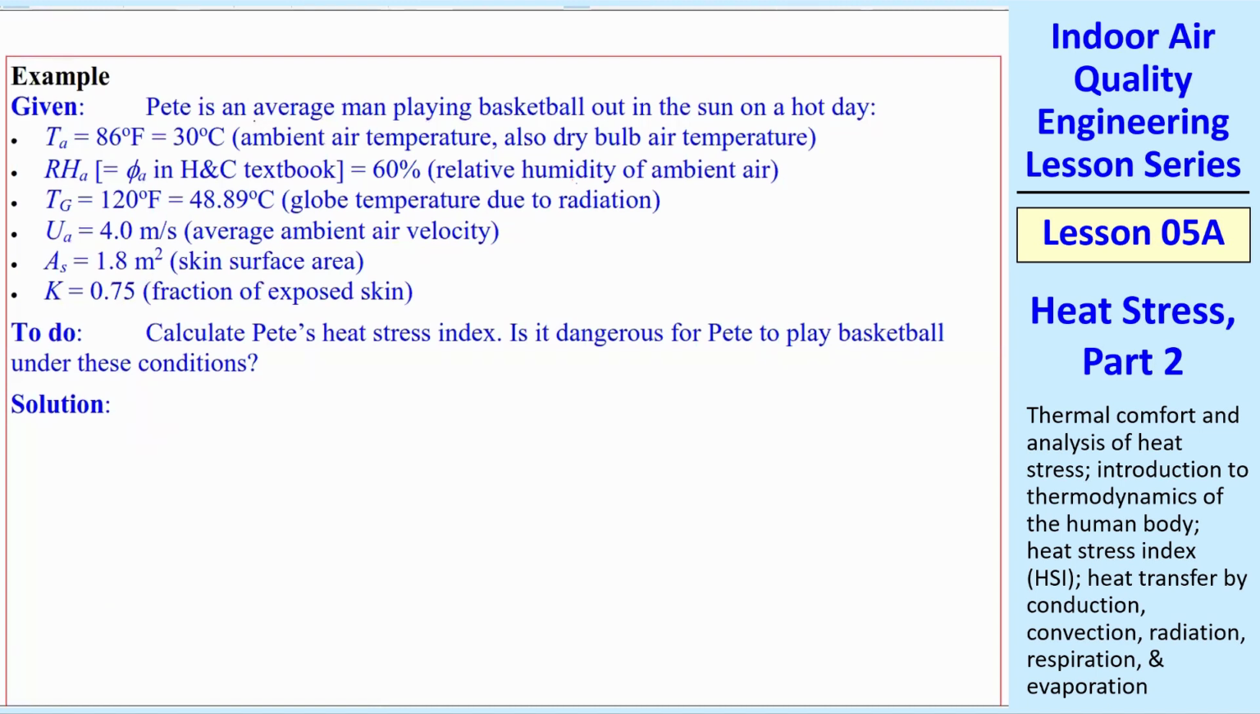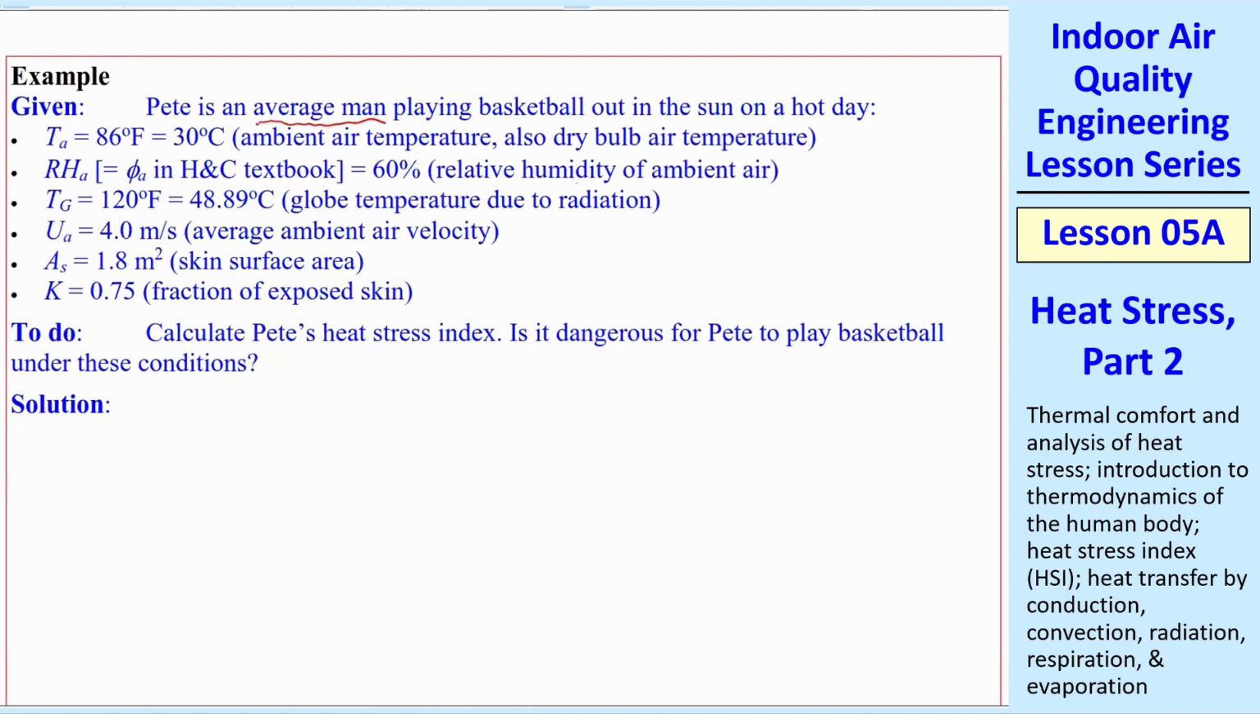Now that makes it simpler because if Pete were not an average man, or if this was a woman, you would have to first calculate the metabolic rate for a certain activity for that particular person, who might be bigger or smaller or a different gender than an average man. Pete is an average man playing basketball.